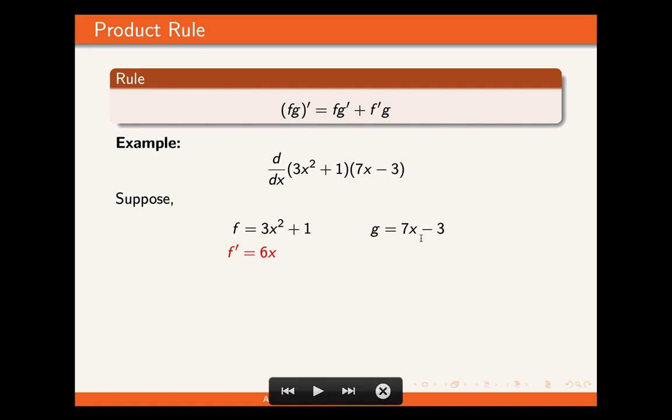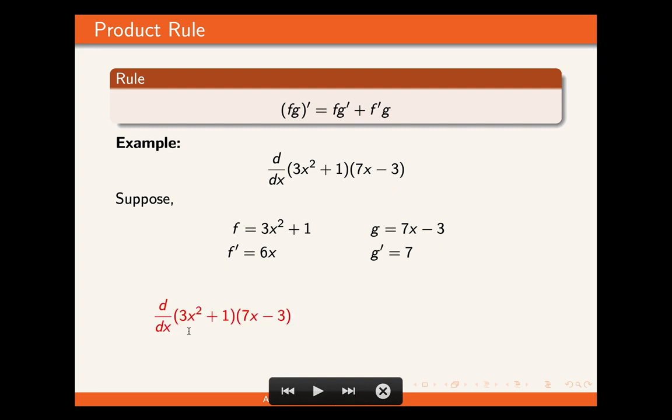Similarly, what is the derivative of 7x minus 3? What is the derivative of 7x? 7 as it is, and derivative of x with respect to x is 1, so 1 times 7 will be 7, and derivative of 3 will be 0. So by the difference rule, the derivative will be just 7. So now we have f, g, f prime, g prime. Then now we can directly use this rule.